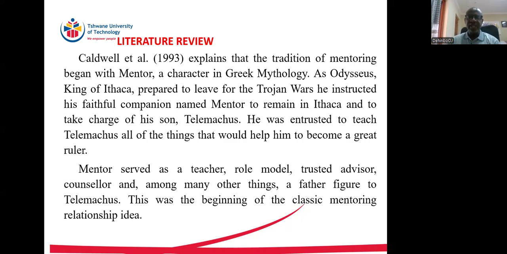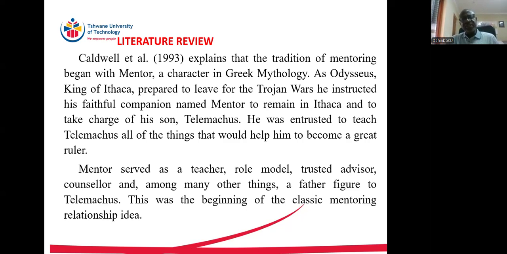While Odysseus was not there, Mentor was able to teach and act as a role model and a trusted advisor, so that Telemachus could keep growing and developing. This was the beginning of the classic mentoring relationship. So what we are trying to say is that Mentor is the name of a person whom this Greek mythology asked to keep his child, not just keep the child, but to teach him the way of the royal lifestyle, so that by the time he grows up, he will be able to act as a king, being entrusted with how to grow and how to develop.